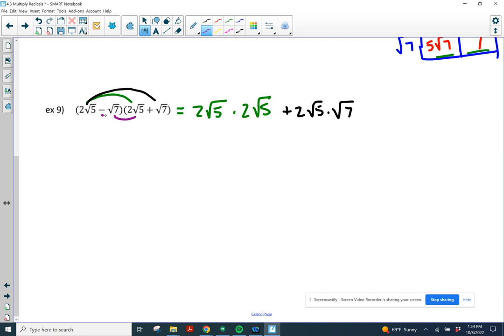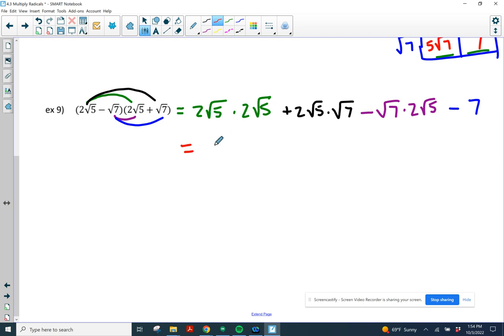Notice this is a negative times a positive. So we've got negative square root 7 times 2 square root 5. And finally, my last one, negative square root 7 times positive square root 7. Negative times positive is a negative, and square root 7 times square root 7, I could make that the square root of 49, or I can just make it a 7 right away. Okay, now I want you to notice something that's going to happen here. This is really cool what happens here. But let's write down our answer here.